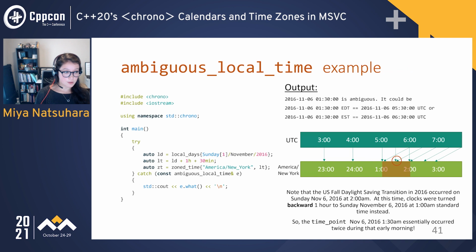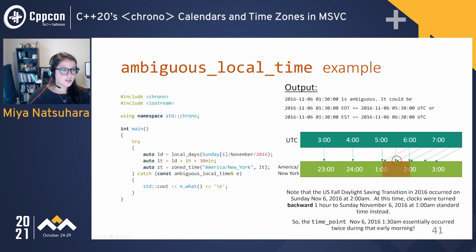So an ambiguous local time exception, here is an example. So Sunday, November 6th, which is the first Sunday in November 2016, that is when the US fall daylight saving time transition happened. It happened specifically at 2 a.m. So I am picking a time at 1:30. This is the turning your clocks backward an hour. So it time traveled as normal up until 2 a.m. And then at 2 a.m. it rolled back and was apparently 1 a.m. again. So we're going to get that 1:30 time happening twice.